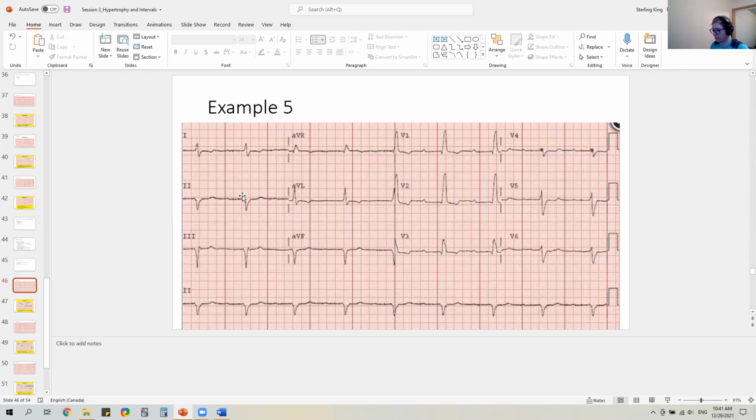So let's do example 5 here. Go ahead and do the example, and then I'm going to start working through it here. All right, so I got a rate of 54. I got left axis.